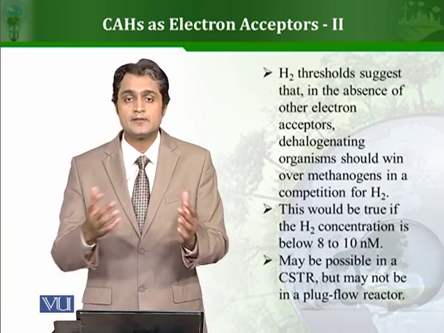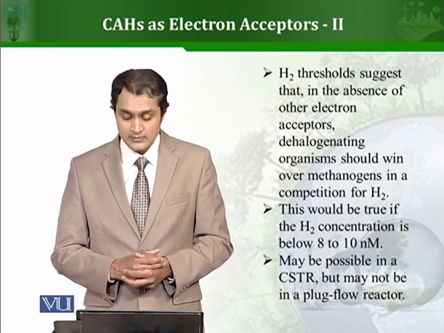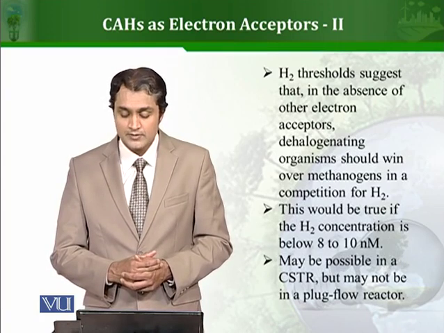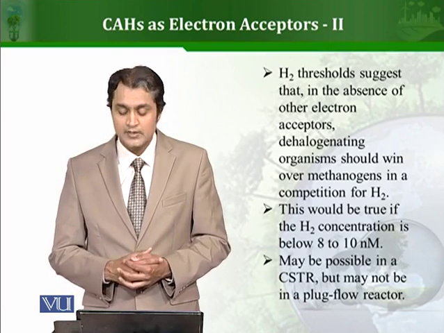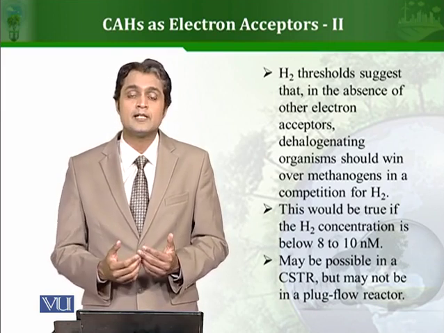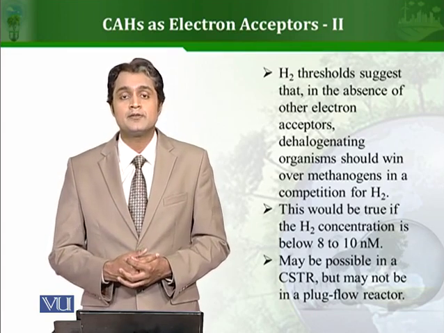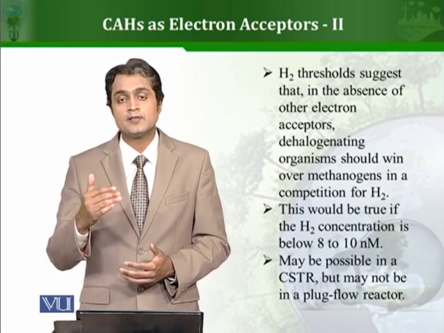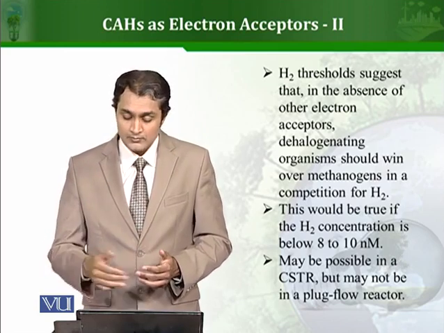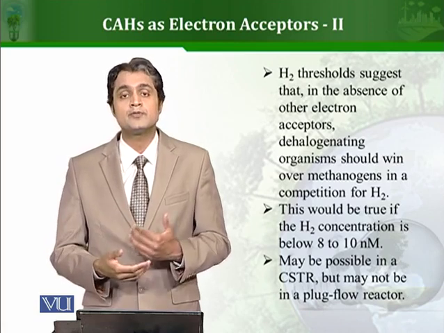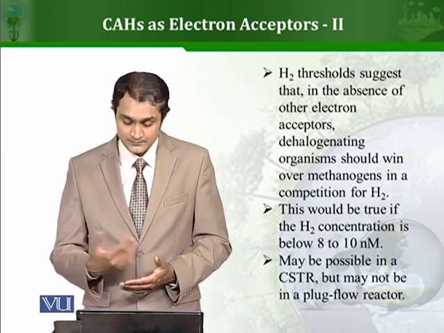Now, this threshold level of hydrogen suggests that in absence of other electron acceptors, dehalogenating organisms should win over methanogens, provided the hydrogen concentration is below 8 to 10 nanomoles. If that is the situation, then obviously methanogens will remain unable to utilize this hydrogen, because its concentration will be less as compared to the required threshold level. So the other organisms which use hydrogen for dehalogenation can win over and dehalogenation can proceed.